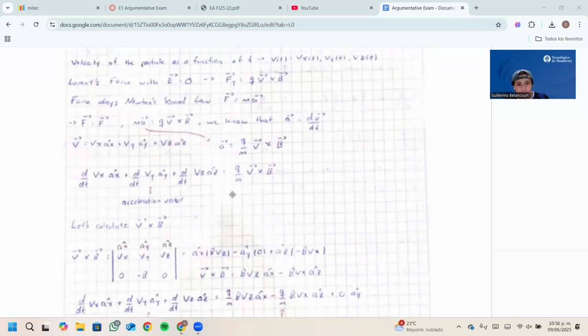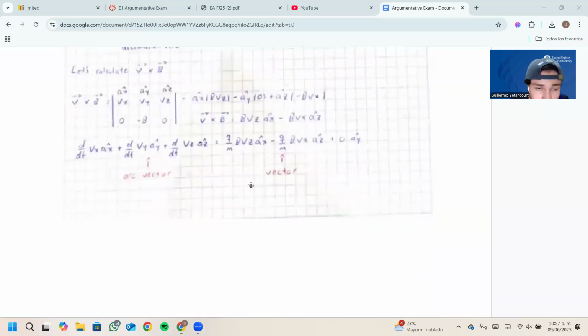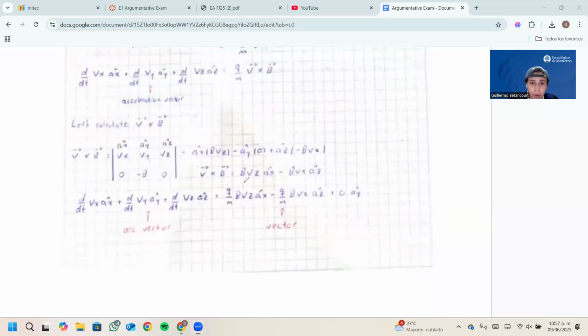So now we can only solve for A, and then we can change this A. We can substitute this A for these all differentials of velocity in each of the x, y, and z components, which we have an acceleration vector. And now to calculate the cross product between velocity and magnetic field, we are only left with this expression, which now we can substitute in our previous formula.